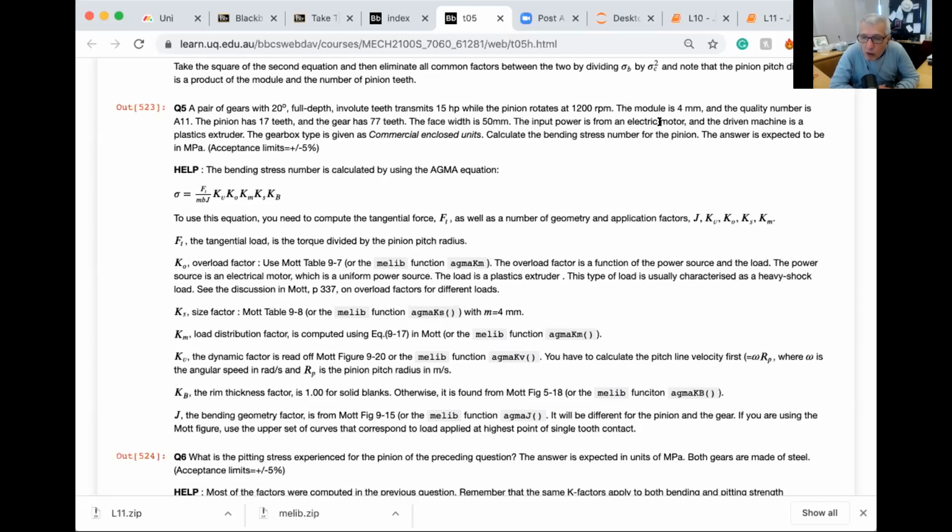Let's look into load distribution. How did you calculate? Let me get the lecture. Just bear with me for a sec. I'll open Blackboard and go to lecture notes, and then I'll share it with you. Just a sec. This is spur gear design. Okay, I'm sharing my screen now.